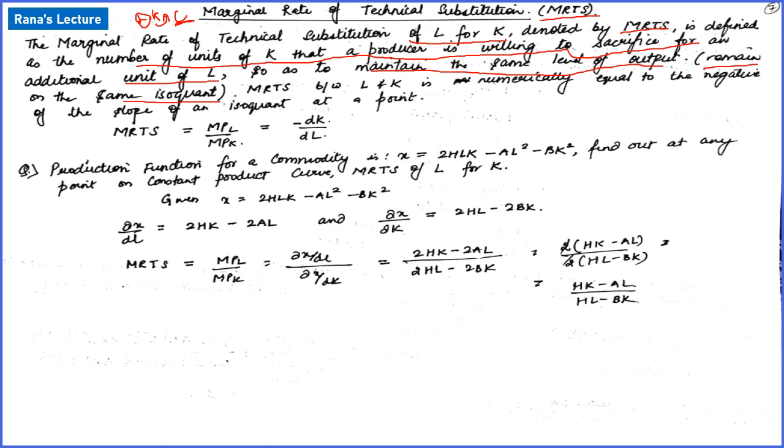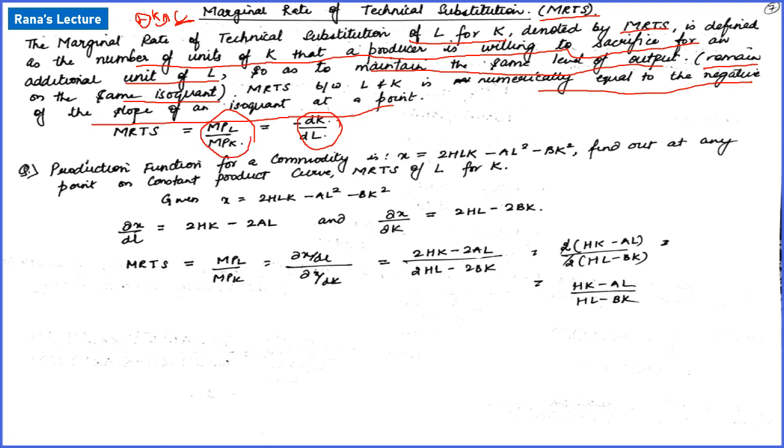MRTS between labor and capital is numerically equal to the negative of the slope of an isoquant at any point. You know the slope of an isoquant is dK by dL, and MRTS is equal to the negative of the slope. So this is minus dK by dL. This is also equal to marginal productivity of labor by marginal productivity of capital.